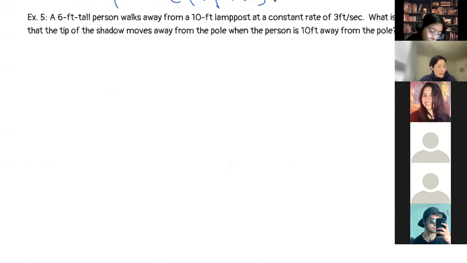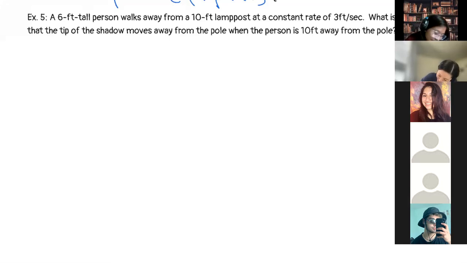All right. I think what we can do is set up number 5 in the same way. We'll get a diagram down, we'll get a formula down for that, and then we'll finish up with that last page that we haven't gotten to in the notes yet. Okay. So example 5. A 6-foot tall person walks away from a 10-foot lamppost at a constant rate of 3 feet per second. What is the rate that the tip of the shadow moves away from the pole when the person is 10 feet away from the pole?